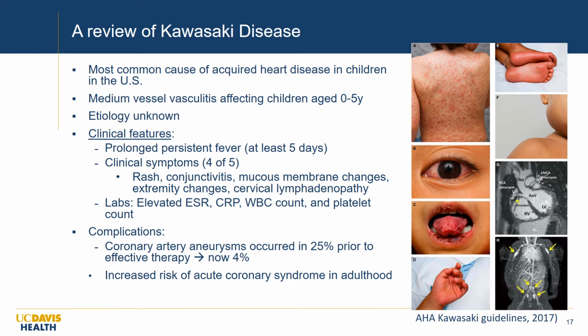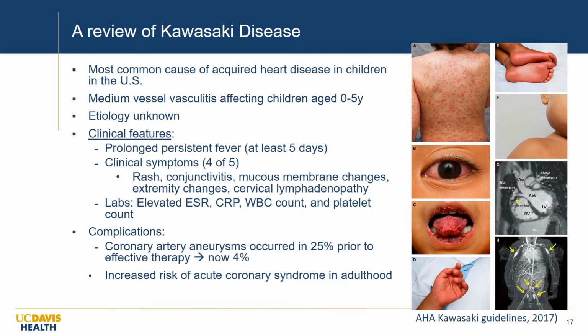In terms of the labs seen in Kawasaki disease, they generally have an elevated SED rate and CRP. They often will have an elevated white blood cell count and a neutrophil predominance, but they rarely have lymphopenia. And then they also often have an elevated platelet count, although that's usually seen in about week 1, at the end of week 1 or beginning of week 2 of illness.